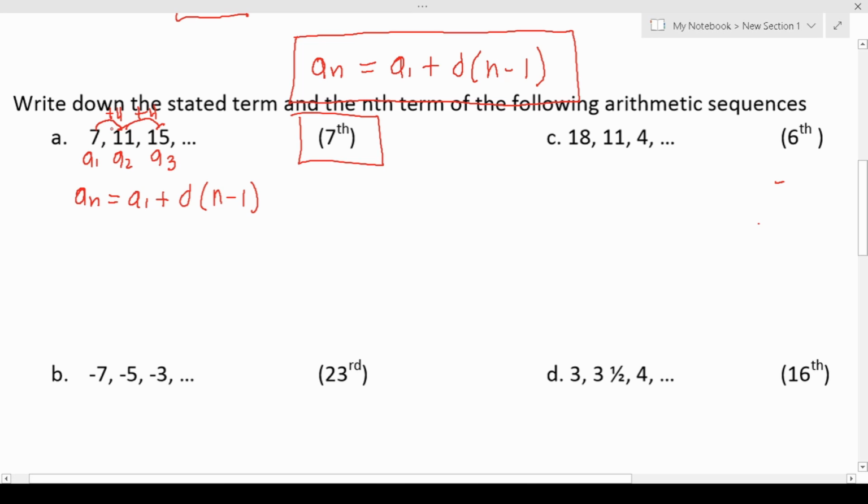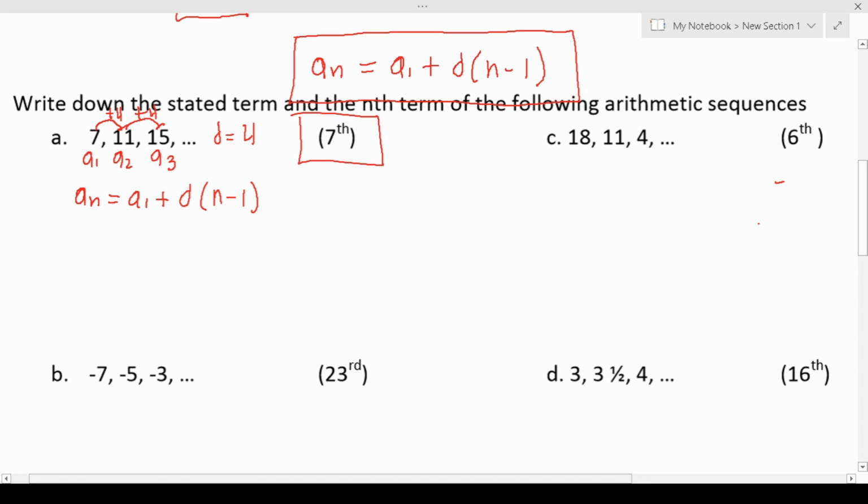And as we can see, that's what we have in this case. We have a constant of +4 getting us from 7 to 11, and likewise from 11 to 15. So let's go ahead and write down our d. Again, we found that to be 4. So let's go ahead and plug everything into this equation.